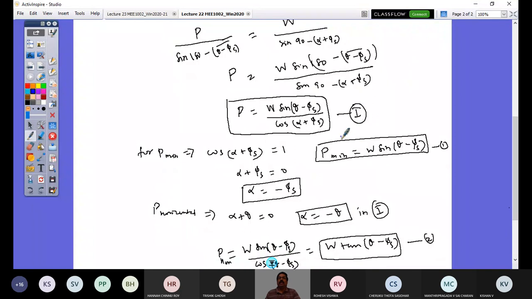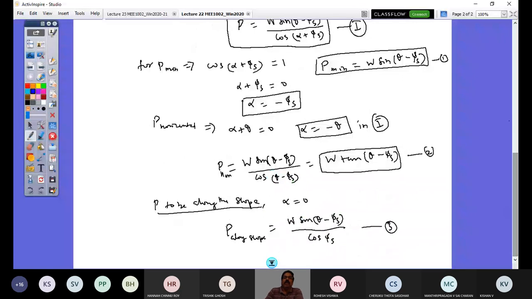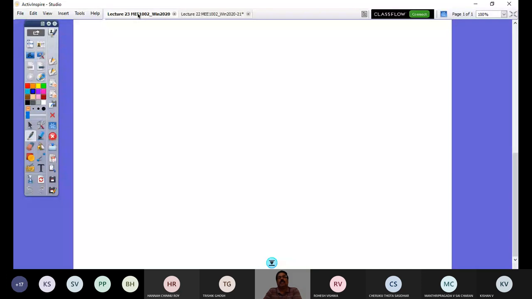Then we looked at three particular cases that can be derived with respect to the direction of P acting on the block. What should be the minimum value of P? What should be the value of force P if it has to act in the horizontal direction? What should be the value of P if it has to act along the slope? These are the three conditions that we got. Now, in today's class, let us continue with the same problem, drawing the free body diagram to get the upper range of the value of P.